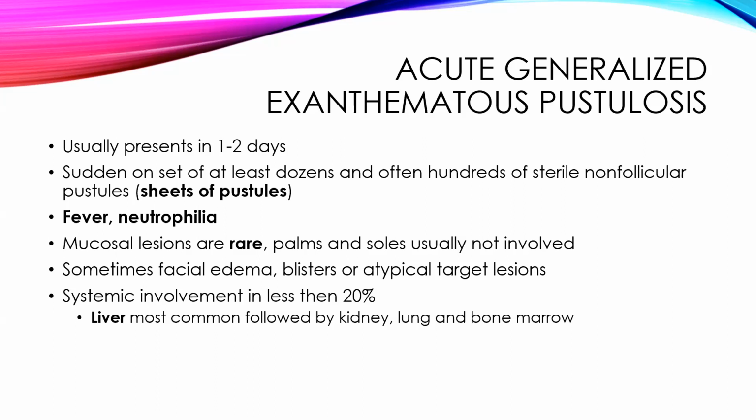They also have associated fever and neutrophilia. Mucosal regions are rare, and palms and soles are usually not involved. You can, however, see some facial edema, blisters, very atypical target lesions. That sort of overlaps those other conditions we've talked about. And systemic involvement is less than 20% of patients. But again, the liver would be the most common, followed by kidney, lung, and bone marrow.